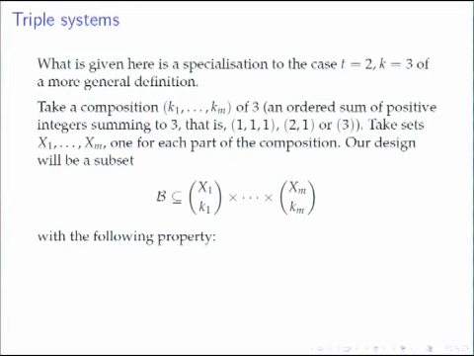So we're looking at triples. You take the number 3 and you take a composition of it: 1, 1, 1, or 2, 1, or 3. 1, 1, 1 will correspond to the Latin squares, 3 to the Steiner triple systems, and 2, 1 to the one factorizations.